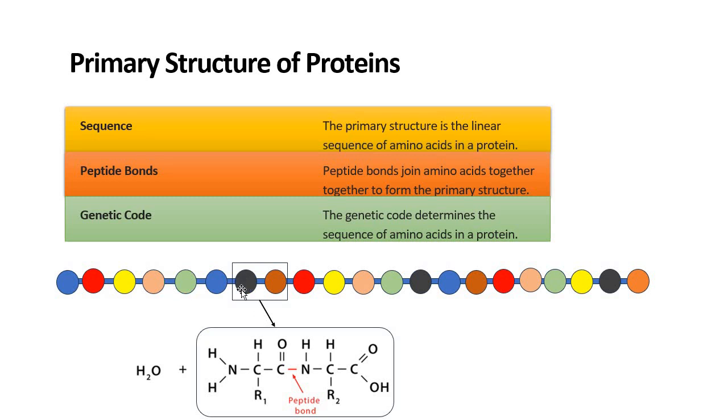When the carboxyl group of one amino acid joins with the amino group of another amino acid, then it forms the peptide bond. So you can see here that this is one amino acid, and this is another amino acid. When both join together, they form a peptide bond and it removes a water molecule. Genetic code. The genetic code determines the sequence of amino acids in a protein, and it is contained in the DNA.